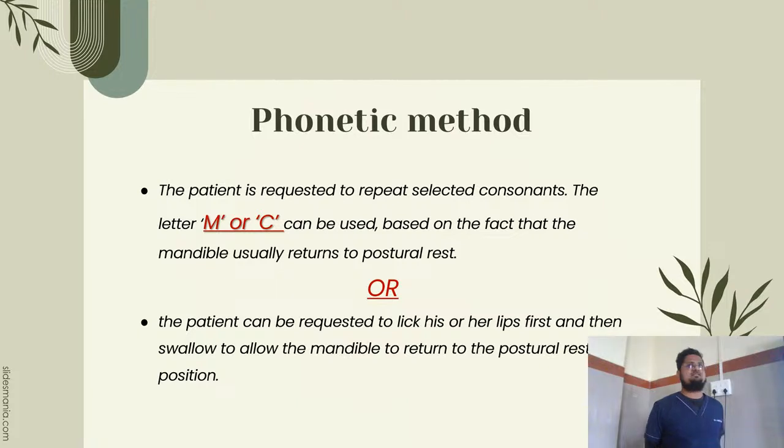Coming to the first, the phonetic method, where we request the patient to repeat selected consonants, like the letters M or C, like Mississippi, based on the fact that the mandible returns to its normal postural raised position. Or else we can request the patient to lick his or her lip, then swallow, to allow the mandible to return to its postural raised position.